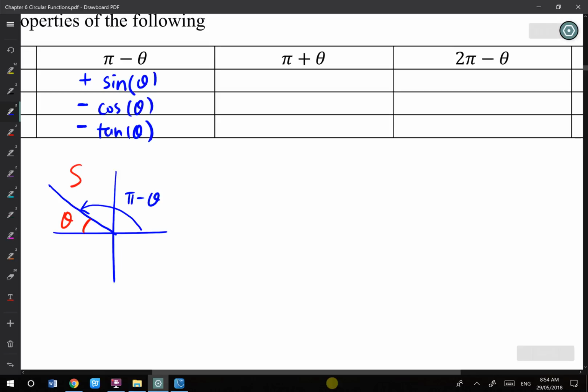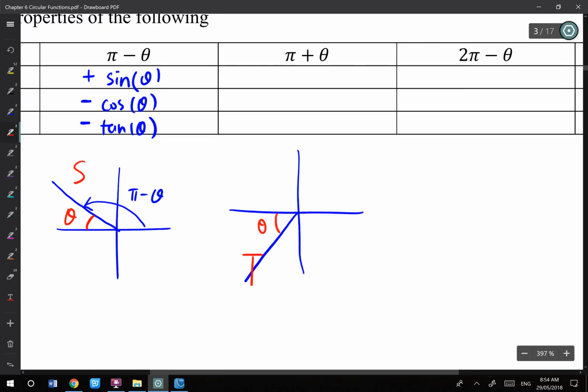Now think about pi plus theta. Pi plus theta is pi and a bit, which is here. Pi and a bit. So the reference angle again will be theta as well. But this is the tangent quadrant. So what we have is sine theta, cos theta, and tan theta, and only tan positive, the other two will be negative then.